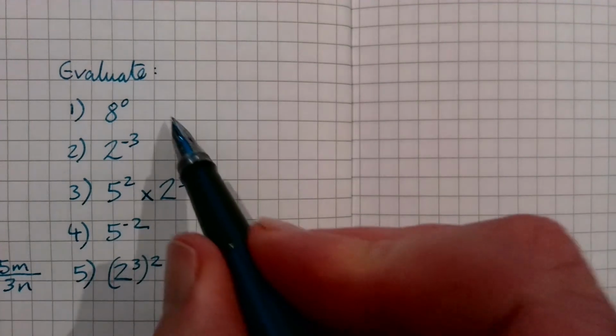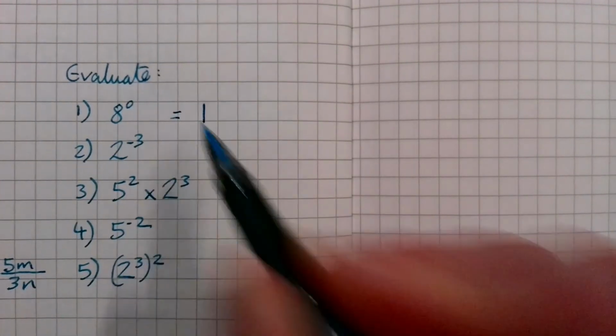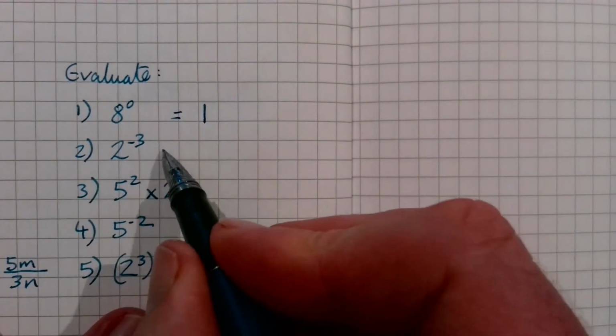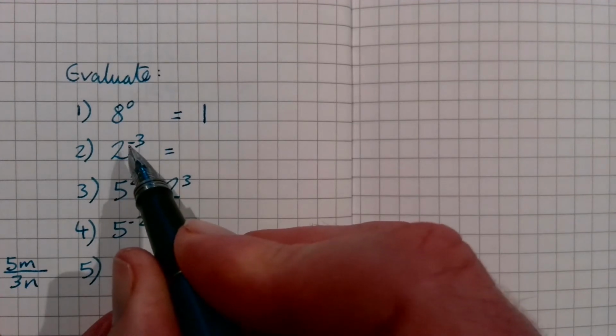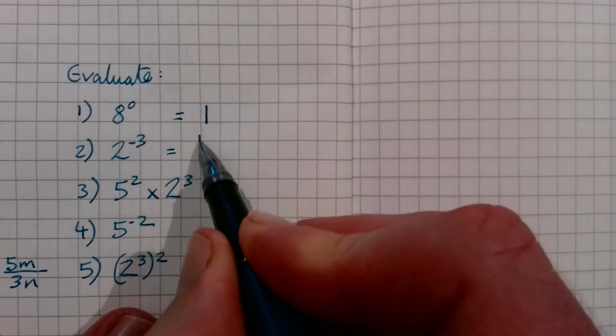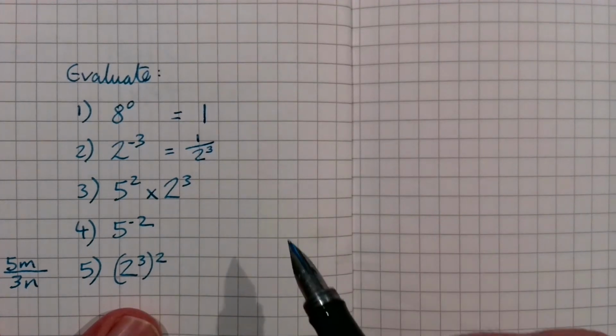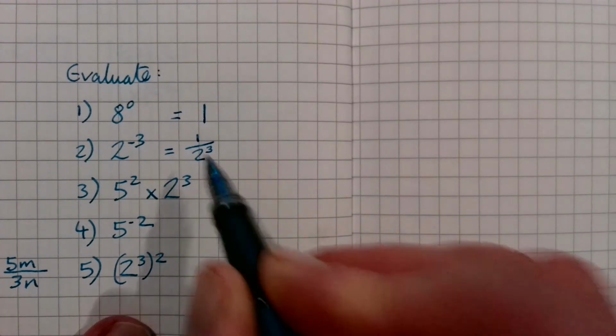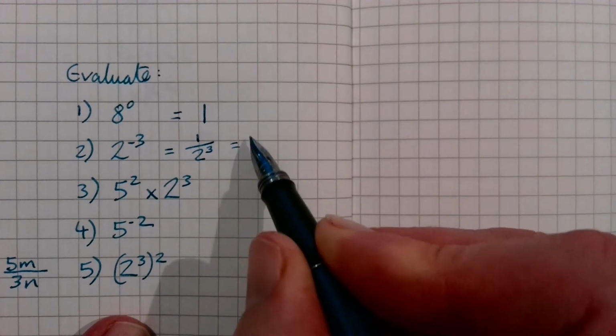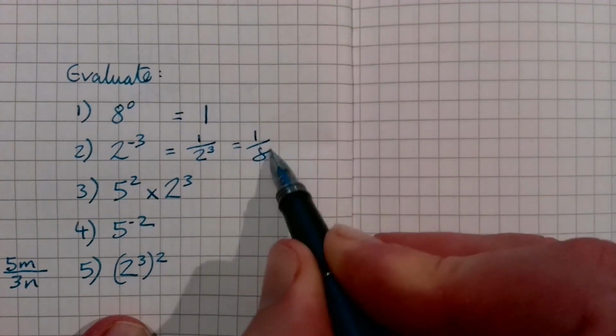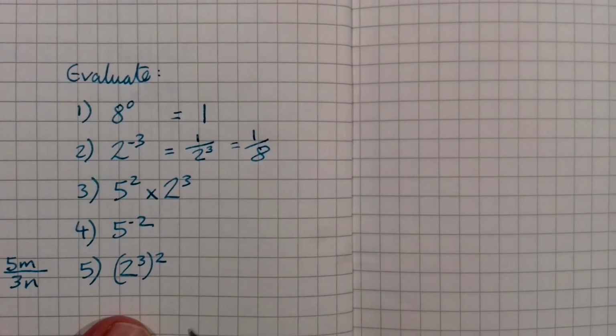So anything to the power 0, remember, is 1. 2 to the negative 3, when you've got something which is to a negative power, you do 1 divided by that to the positive power, but that's not your final answer, because 2 to the power 3, 2 times 2 times 2 is 8, so this is 1/8.